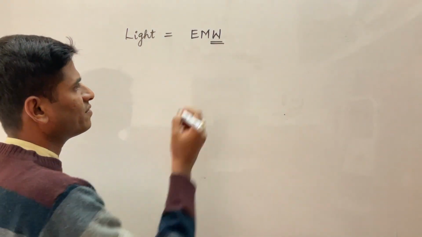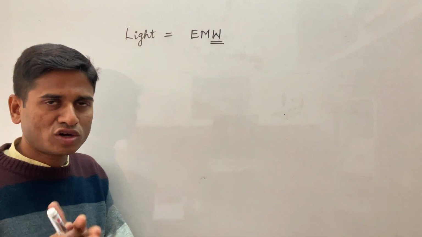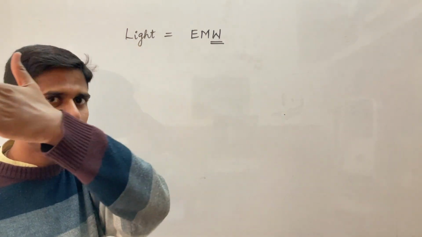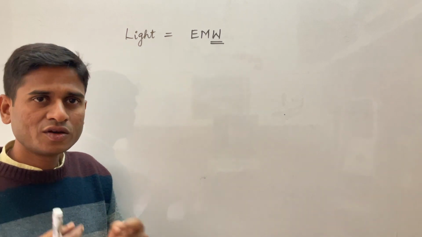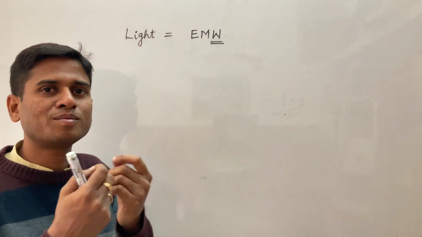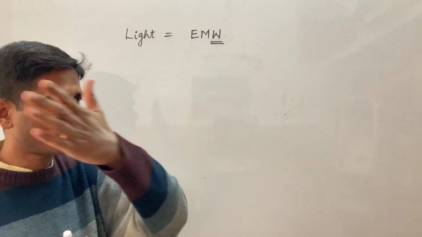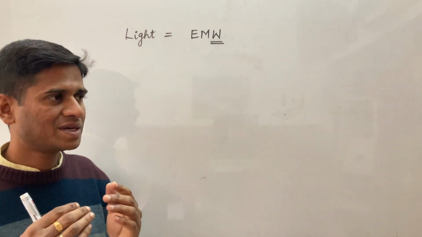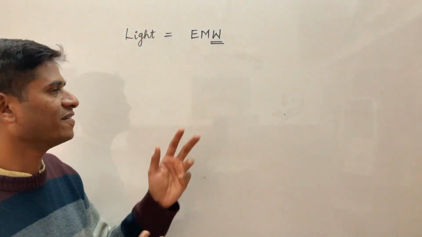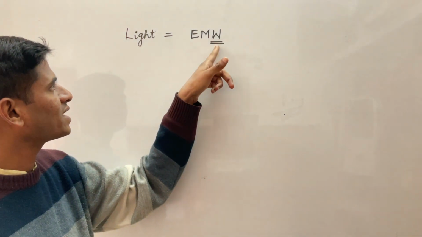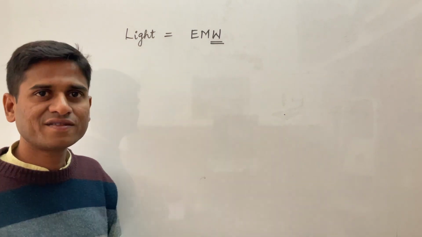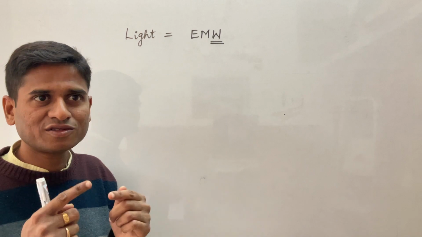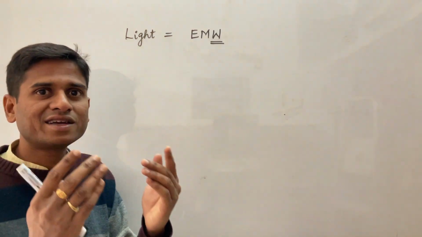What is a wave? A wave is a phenomenon in which energy is transmitted from one place to another place in space without actual transportation of mass. So energy is being propagated without any mass transportation. Basically, energy propagation is a wave. Now, what is an electromagnetic wave? An electromagnetic wave is a wave in which the energy transfer is taking place because of electric and magnetic fields.